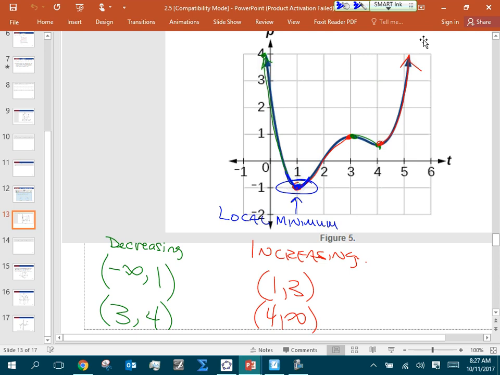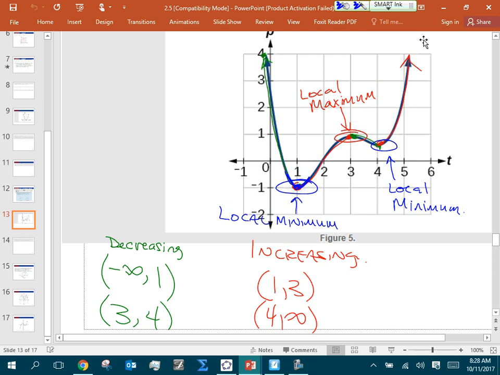If that's a local minimum, what do you think we would call that one? That's a local maximum. That y value is larger than the infinite number of points that are kind of in its neighborhood. So that value of 3,1 is a local maximum. And then here we've got another local minimum.